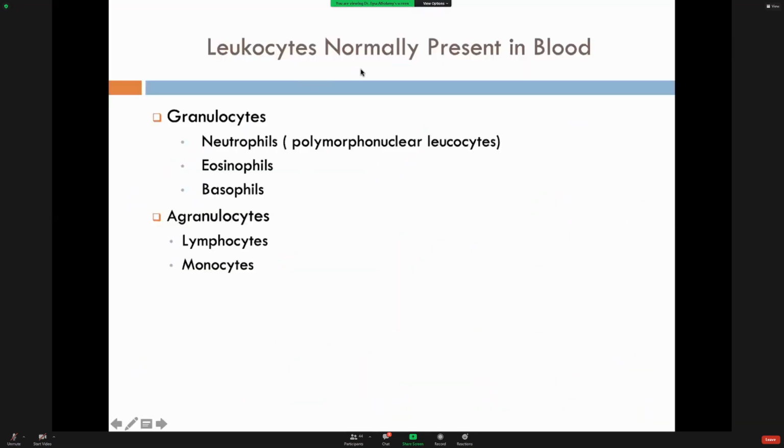اوكي leukocytes normally present في البلد either granulocytes تكلمنا على النيوتروفيل والإيزينوفيل والبيزوفيل وفيها agranulocytes اللي هو الليمفوسايتس والمونوسايت. طبعا المونوسايتس belong to the myeloid lineage لكن الليمفوسايتس it belong to the lymphoid lineage مثلها مثل البلازما cells.